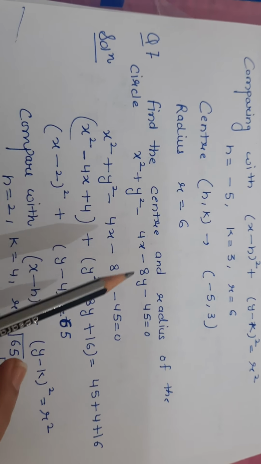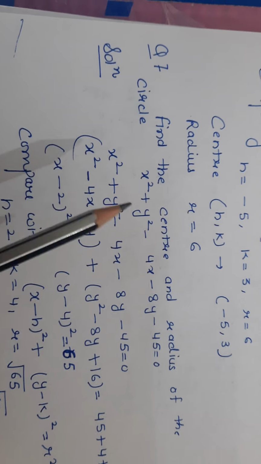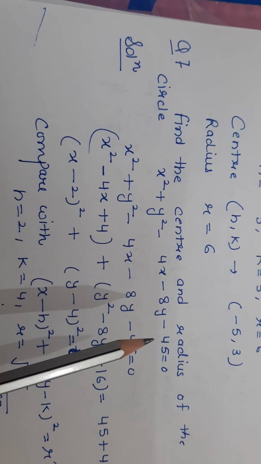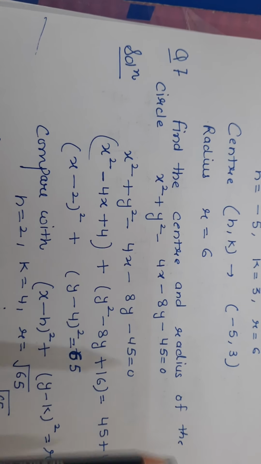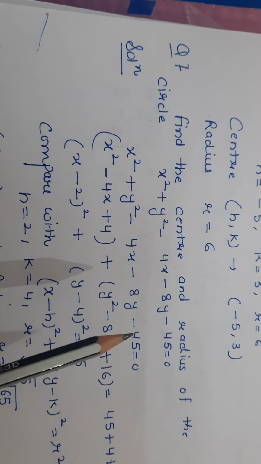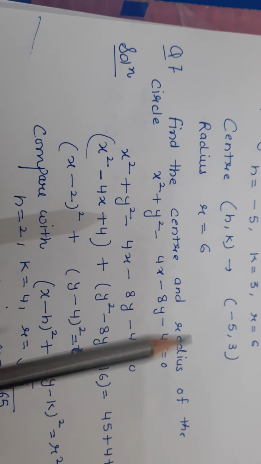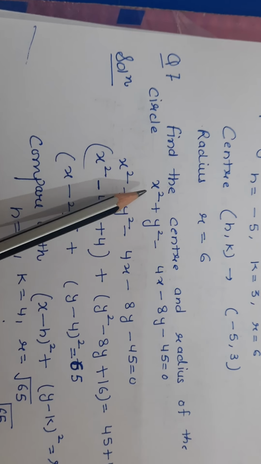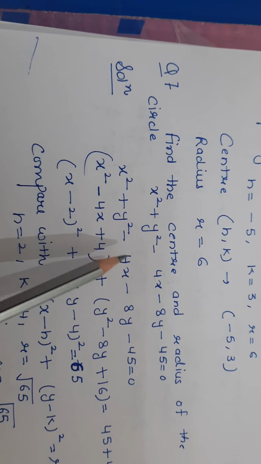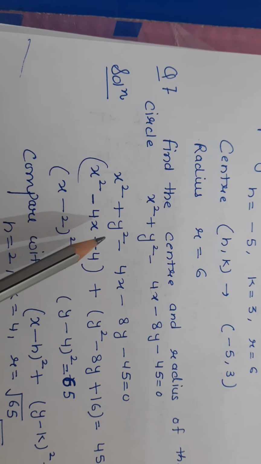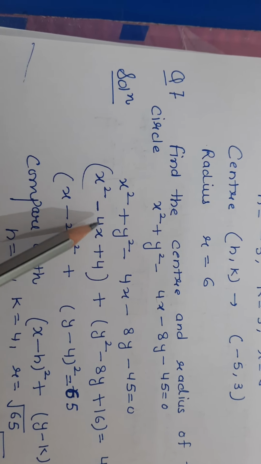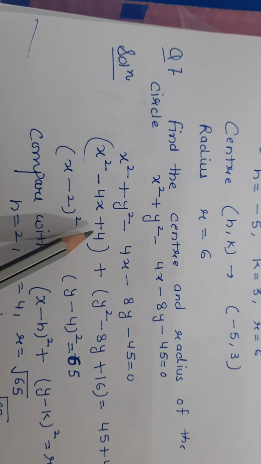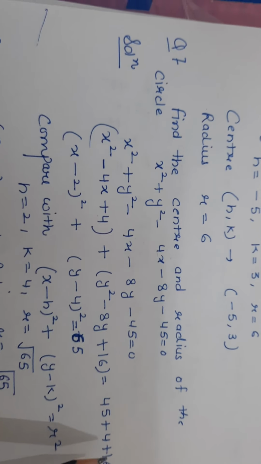Question number 7. Find the center and the radius of the circle. The circle is x² + y² − 4x − 8y − 45 = 0. I am going to discuss this question with two methods. In the first, I am going to convert this equation of the circle into the form of perfect squares. So take the terms x² − 4x. Now you have to make the perfect square. Half of the coefficient of x will be −2. So write its square and add its square: (−2)² will be 4, on the left-hand side as well as on the right-hand side.